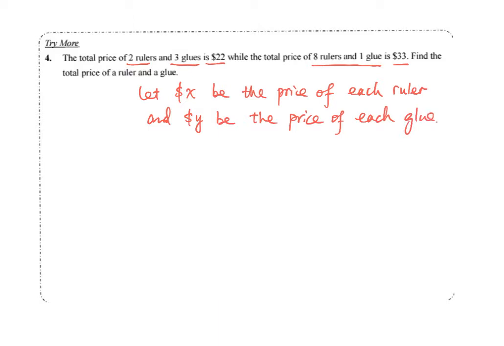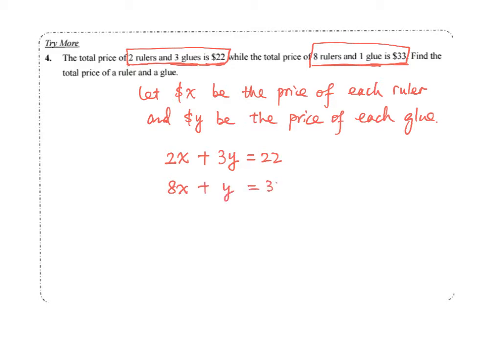Okay, so 2 rulers and 3 glues is 22, so it means that 2 times X is the price for 2 rulers plus 3 times Y, the price for 3 glues. So the total price of 2 rulers and 3 glues equals 22. And the second condition, 8 rulers, so 8X, and 1 glue, so 1 times Y, which is Y, equals 33. So we set up the simultaneous equations. The first equation and second equation, we labeled them.